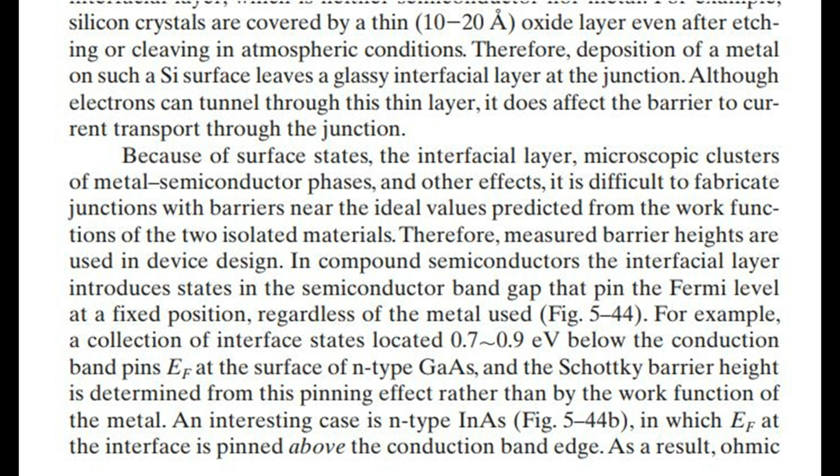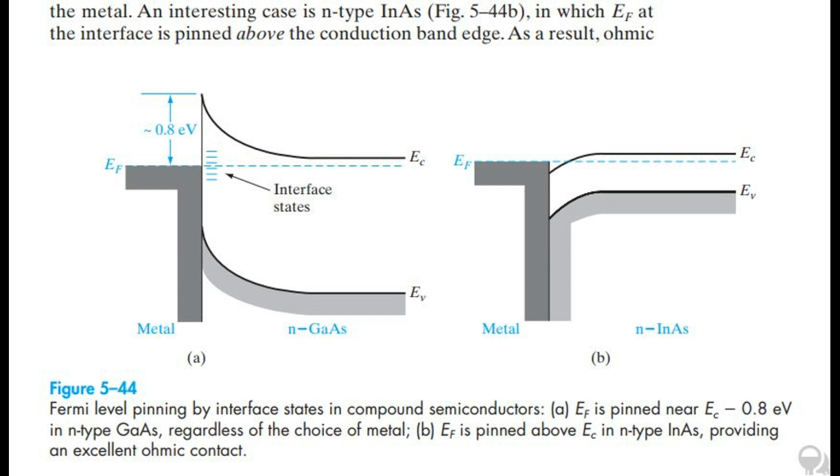For example, a collection of interface states located 0.7–0.9 electron volts below the conduction band pins EF at the surface of n-type gallium arsenide, and the Schottky barrier height is determined from this pinning effect rather than by the work function of the metal. An interesting case is n-type indium arsenide, Fig. 5.44b, in which EF at the interface is pinned above the conduction band edge. As a result, ohmic contact to n-type InAs can be made by depositing virtually any metal on the surface.